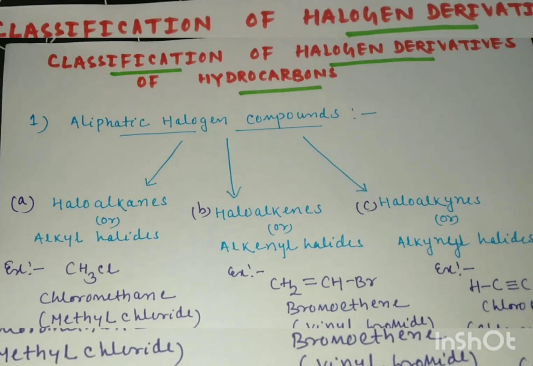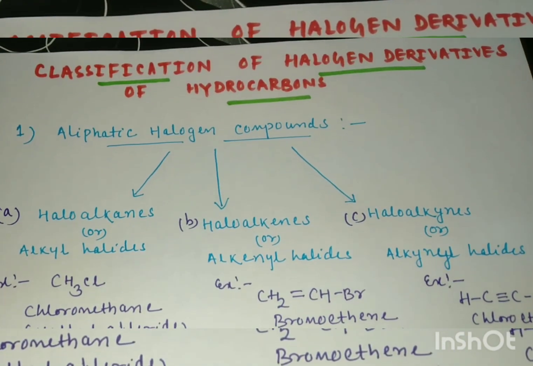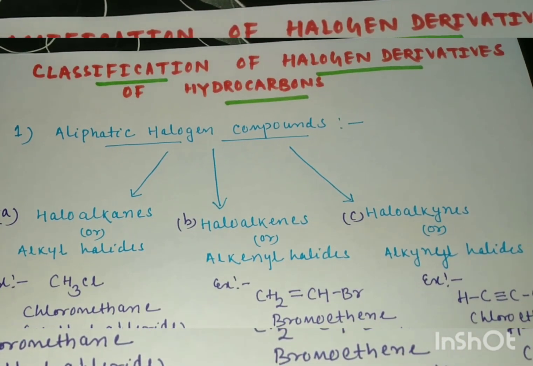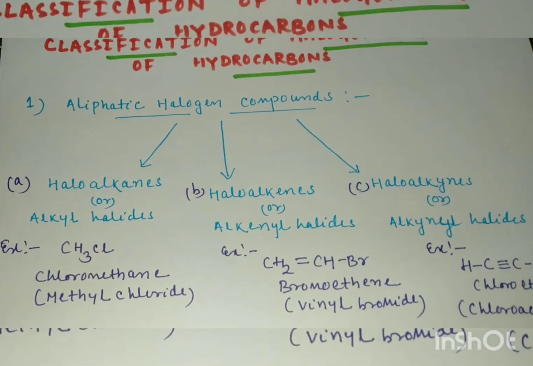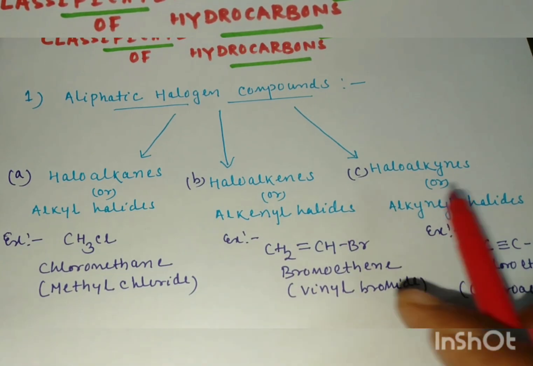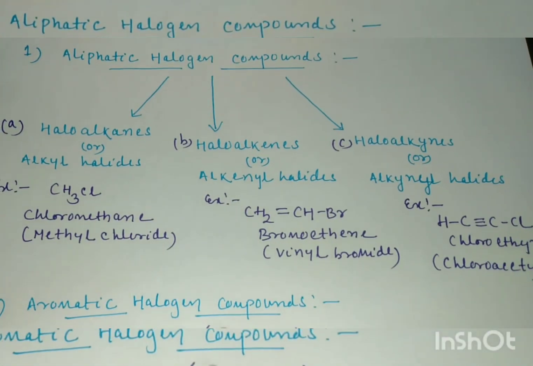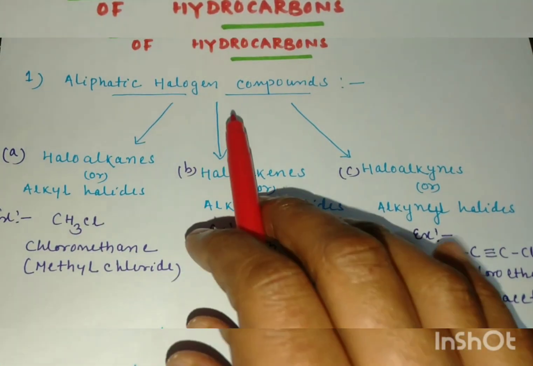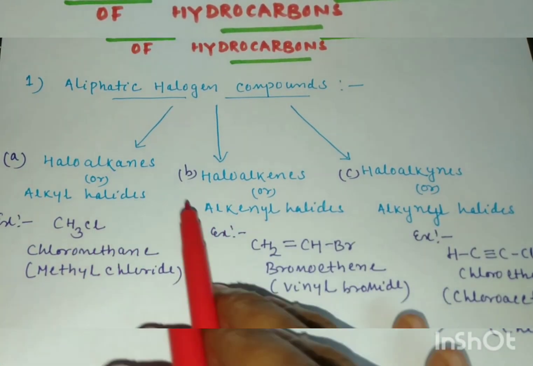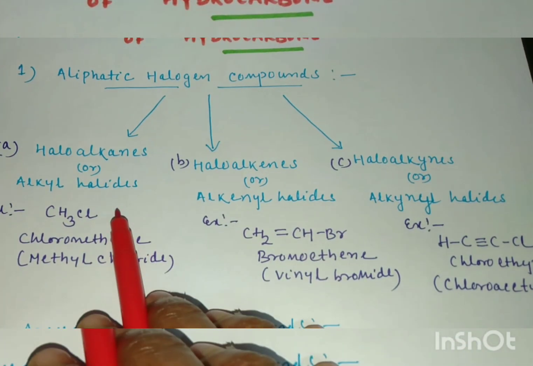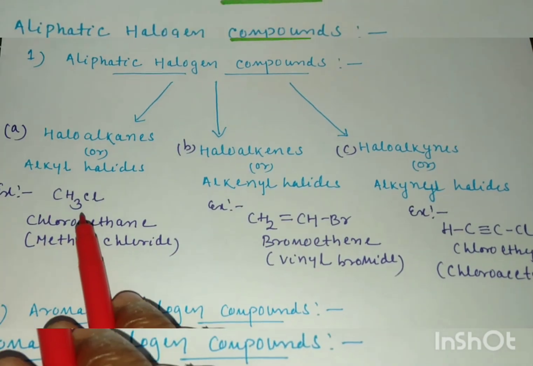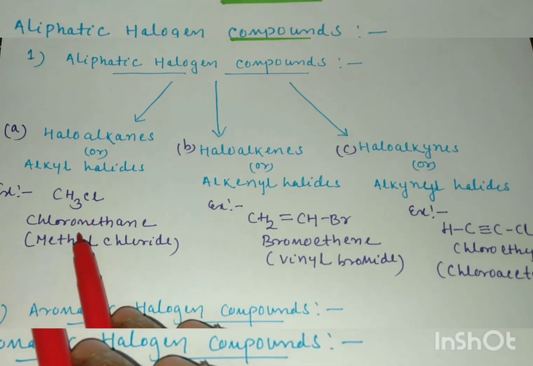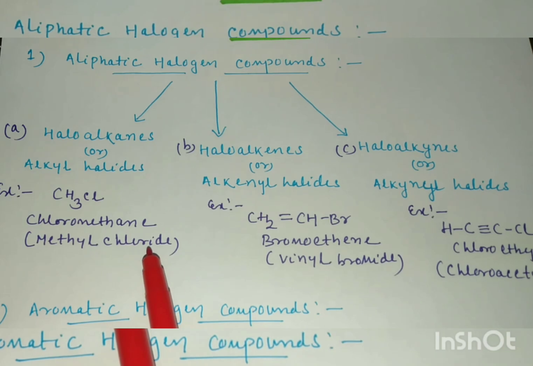Hello students, today we will discuss the classification of halogen derivatives of hydrocarbons. There are two types: one is aliphatic halogen compounds and the other is aromatic halogen compounds. Aliphatic halogen compounds are of three types. One is haloalkanes or alkyl halides. For example, CH3Cl is chloromethane or methyl chloride.